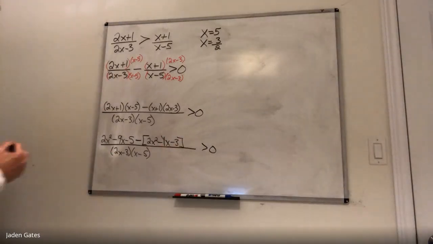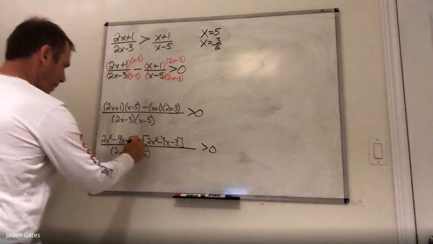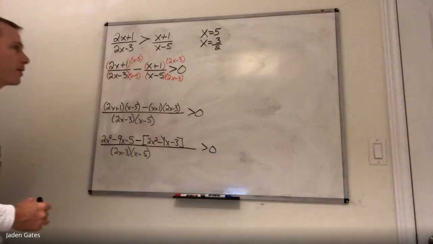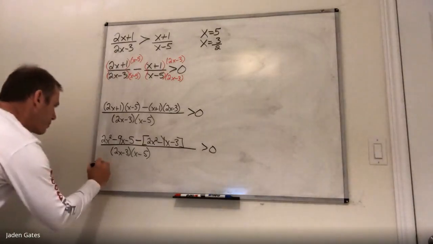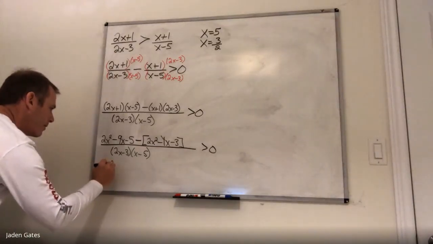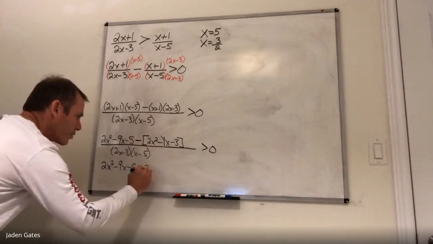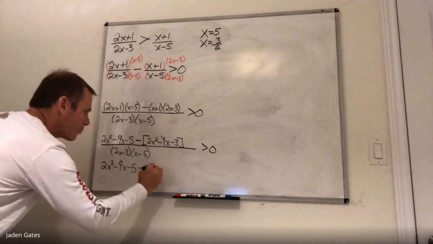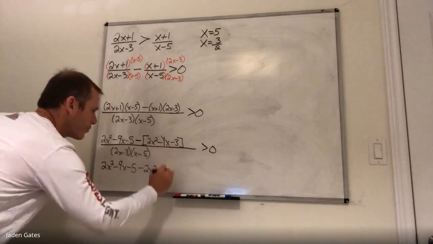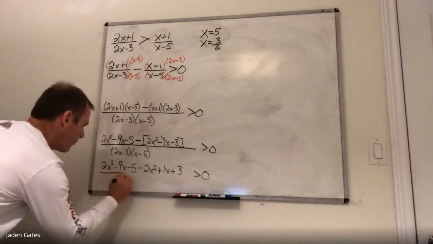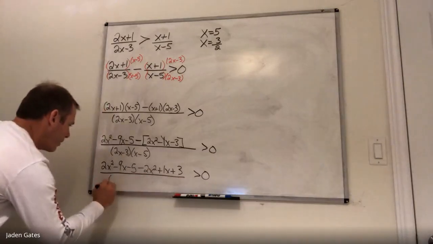Now, expanding that minus sign throughout. So we'll go 2x squared minus 9x minus 5, minus 2x squared minus 1x plus 3, greater than 0. And again, can't forget my denominator.